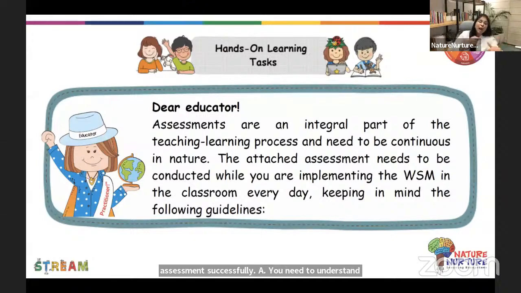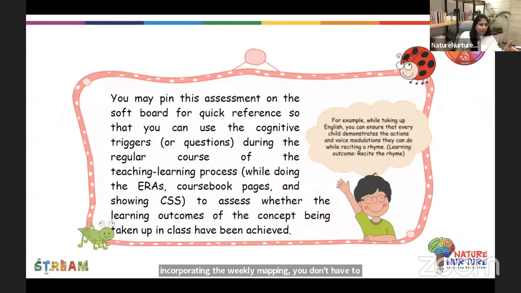And you have to take this assessment while you are incorporating the weekly schedule mapping. You don't have to take it as a stand-alone assessment. Can we move ahead? All right.